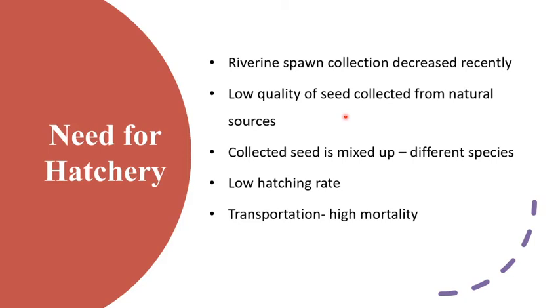Naturally collected spawn has a very low hatching rate, and the collected seed is mixed up with different species. Transportation of naturally collected spawn leads to high mortality. Because of all these reasons, there is so much need of hatcheries, especially for fishes.